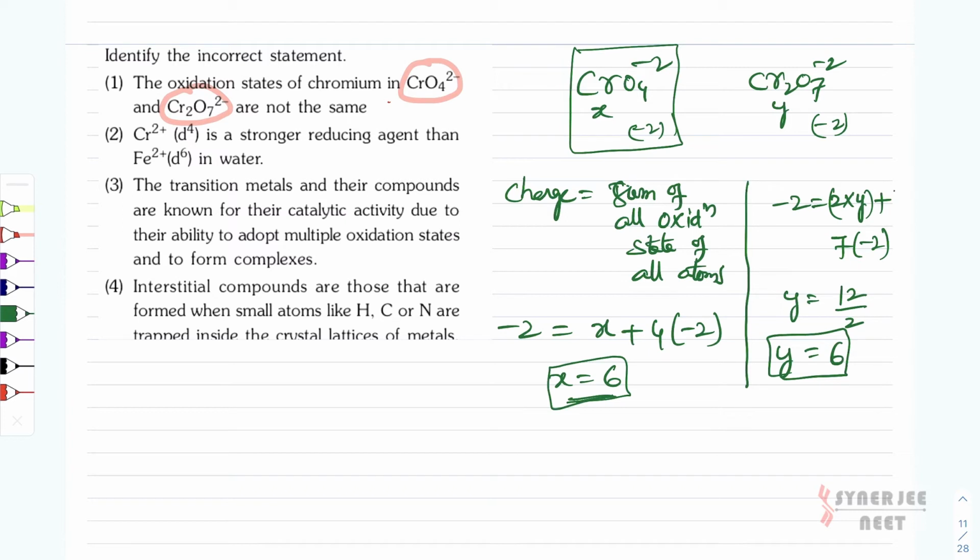Therefore here, the first one which is given, they are saying the oxidation states of chromium are not the same. And so this is a wrong statement, and they are asking for the incorrect one only. So this should be our answer for this question.